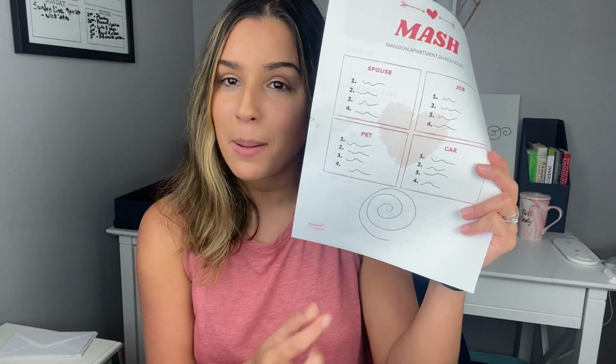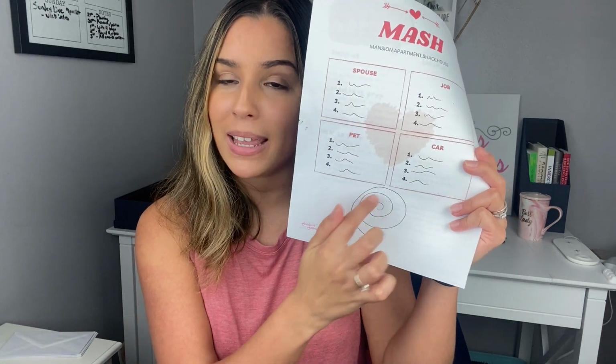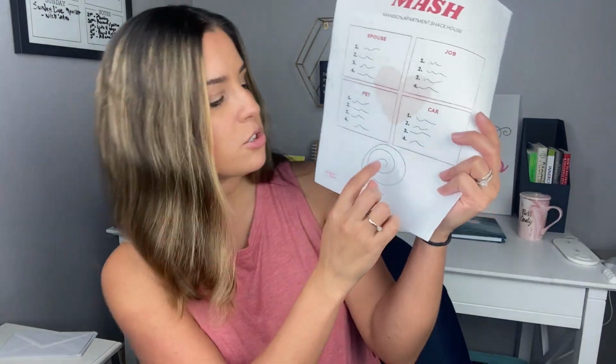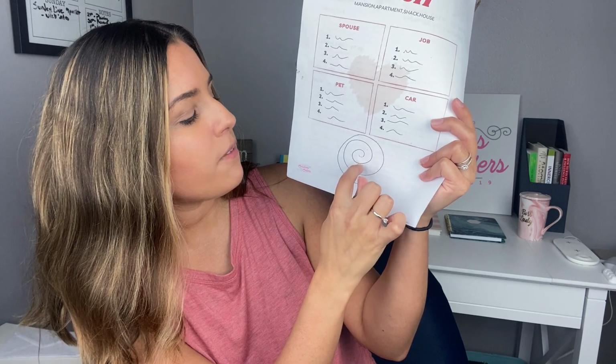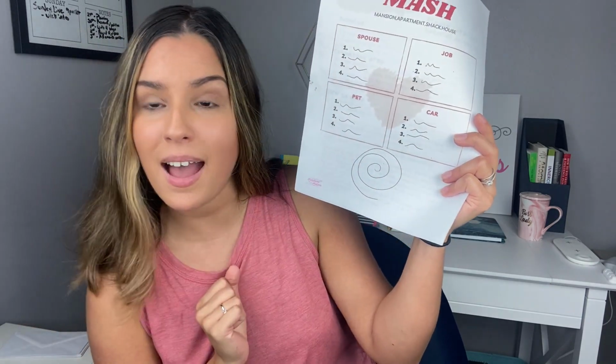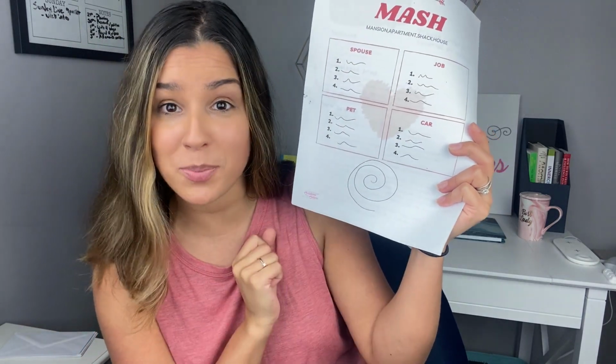Then after this, you're gonna have your guests count the number of lines that are in their spiral. That's gonna be their number. So for me, it's 1, 2, 3, 4, 5, 6, 7. I have 7 lines in my spiral.